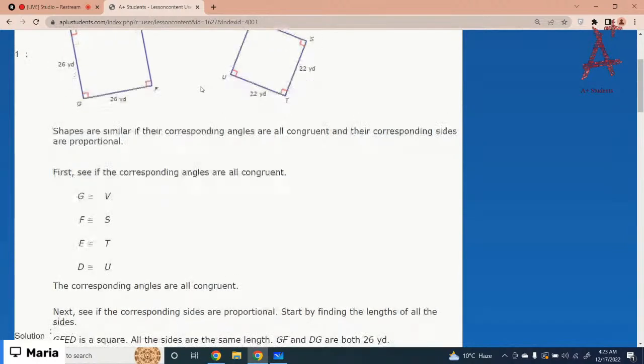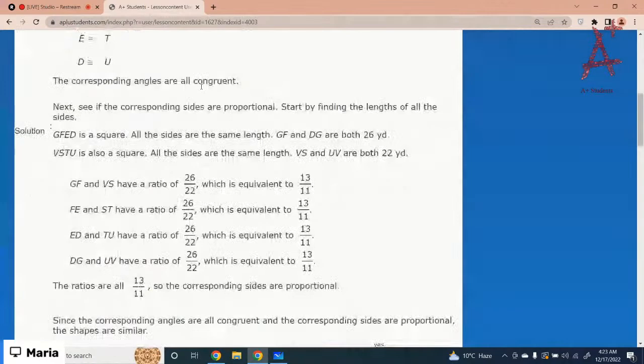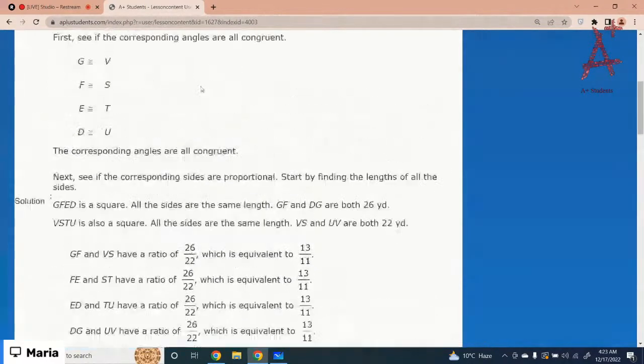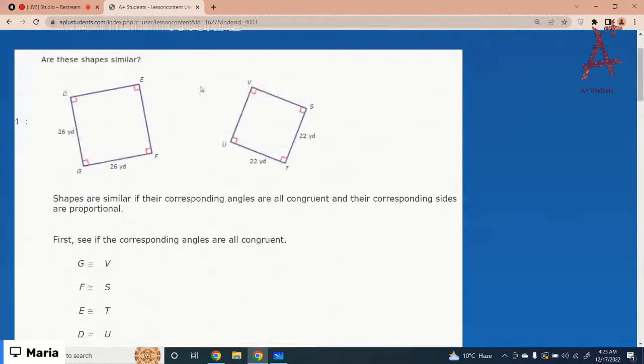Now we have to see if they have proportional sides. So just form a proportion for all the sides and let's see if they are equal. Got it? Both of them are squares, and both of them have all side lengths equal. So the congruent sides are DG and UV.